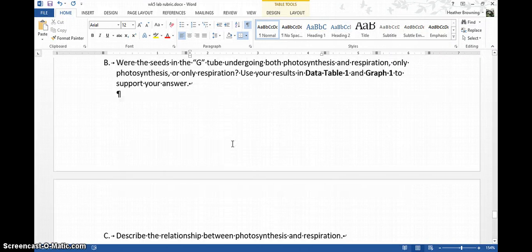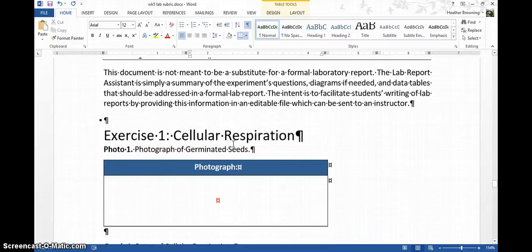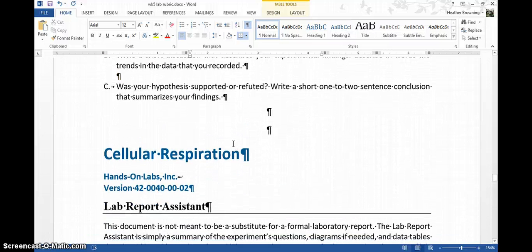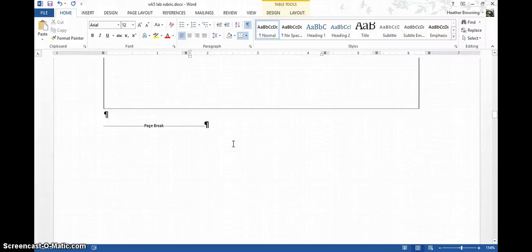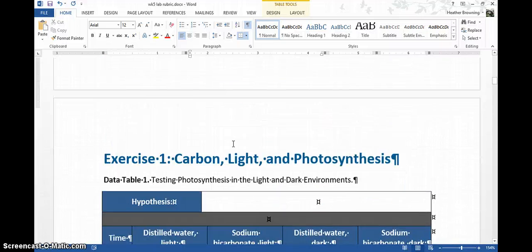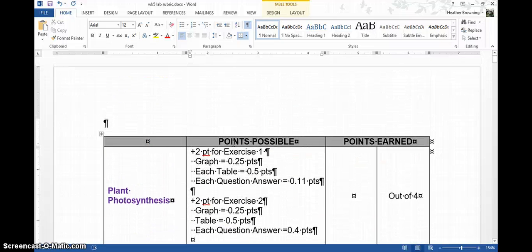Okay? So I feel like it will be most stressful on whether or not your seeds germinate, because it is always the most stressful part of this lab. And I think that is everything.